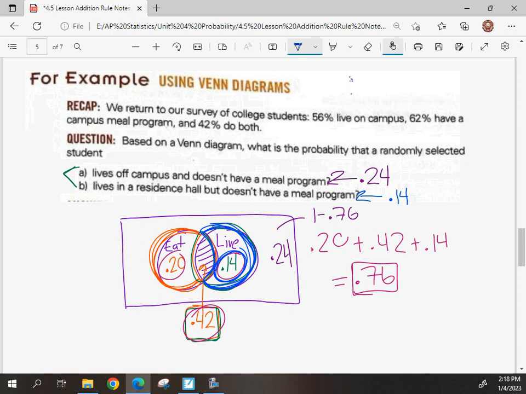So that was an example of how non-mutually exclusive events that are not disjoint have an overlap. So when we want to find an OR probability where we want to add, we have to subtract out the overlap. And then how we can use Venn diagrams to our advantage to find some probabilities in these scenarios.